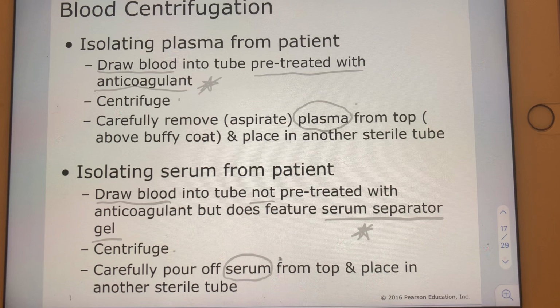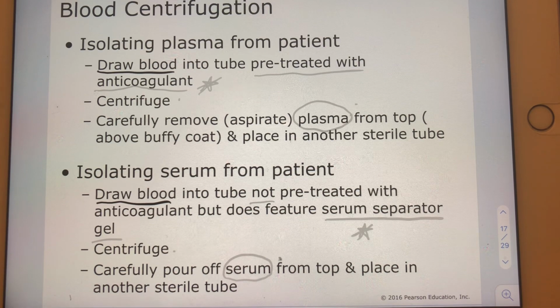So either way, we're going to start by drawing blood. Hopefully that's obvious. But sometimes it's so obvious that when students are taking an exam, if they're asked to describe how to isolate plasma or serum, wink, wink, nudge, nudge, they forget to mention that part, which is just silly. Obviously, you can't isolate plasma or serum from a patient if you don't draw blood from the patient. So make sure you include that step.